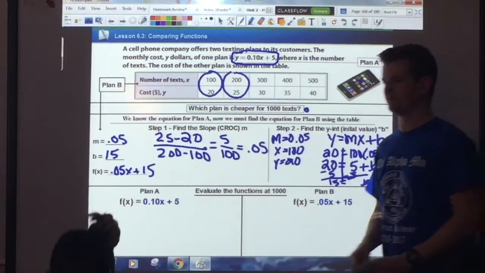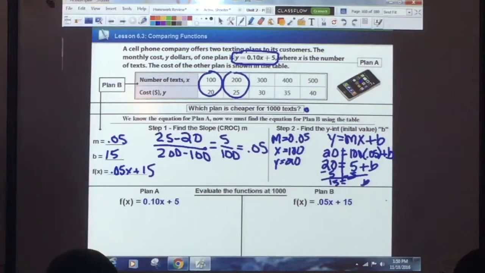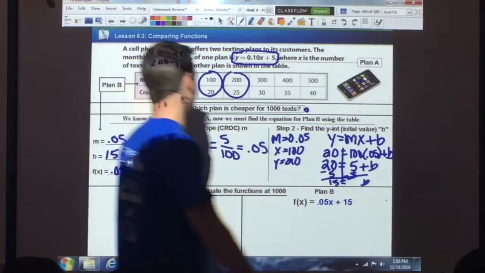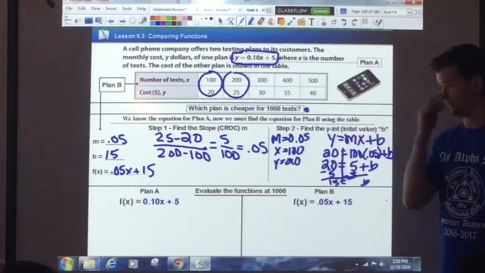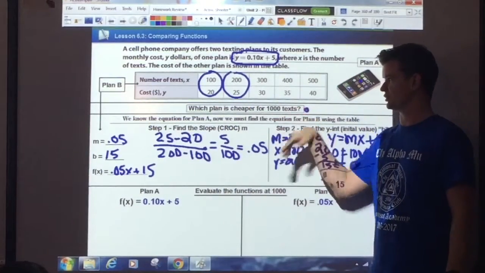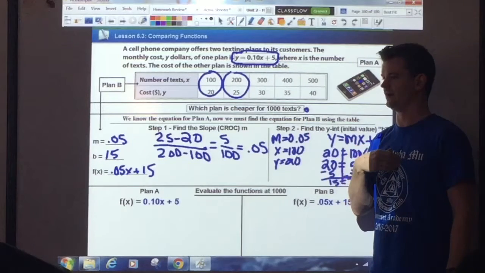Once I have that piece of information, I can finally do what they asked me to do at the beginning of this problem. I can evaluate both plans for 1,000 text messages. Jaylene, plan A, we want to evaluate it. We look here, we see it's 1,000 text messages, so I look at the table. Text messages, is that X or Y?